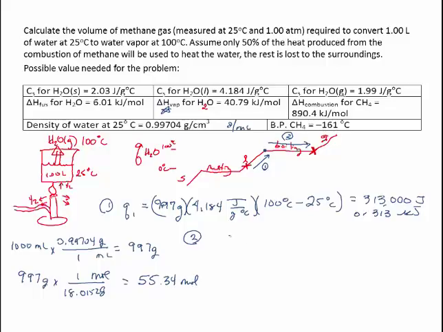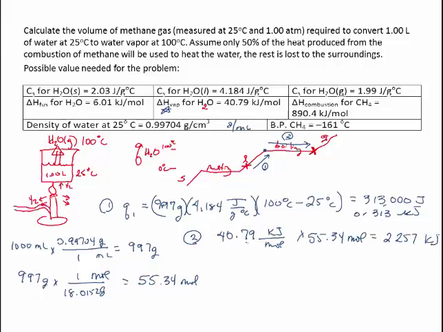So now for the second leg of the journey, I can say that I have 40.79 kilojoules per mole, because that's the heat of vaporization, times 55.34 moles. And this is going to give me a value of 2,257 kilojoules to do step 2.